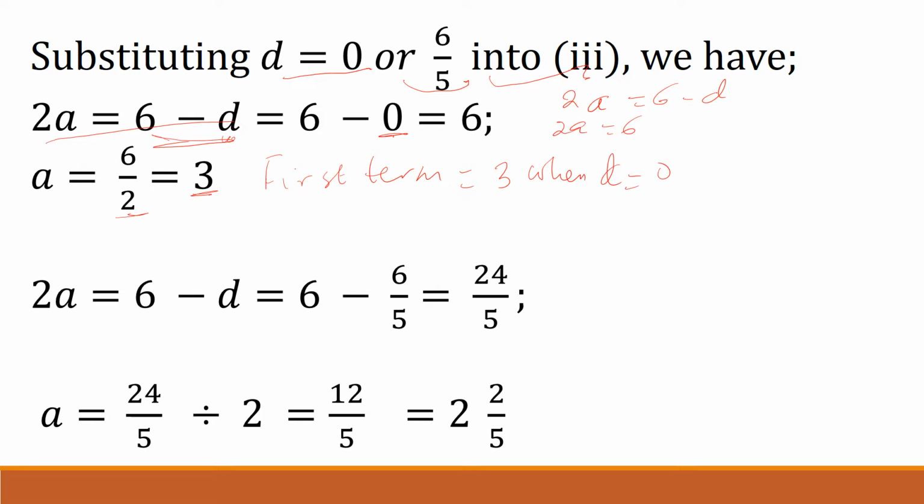Then for D equals 6 over 5, we'll work it out, and we have our A to be 2 whole number 2 over 5. So when D is equal to 6 over 5, the first term is 2 whole number 2 over 5.